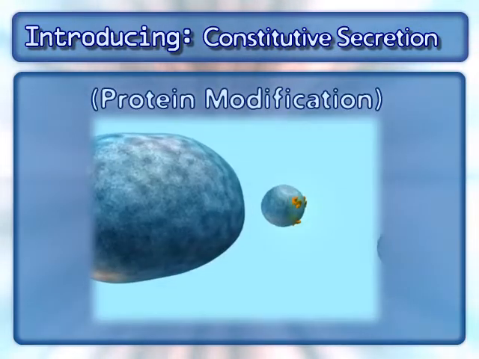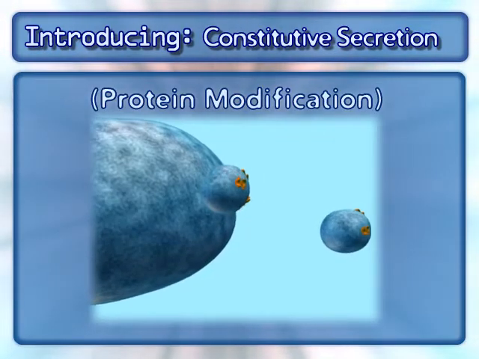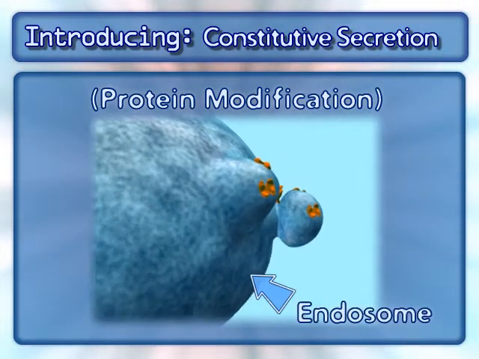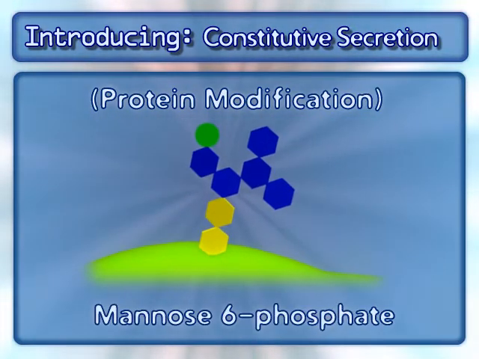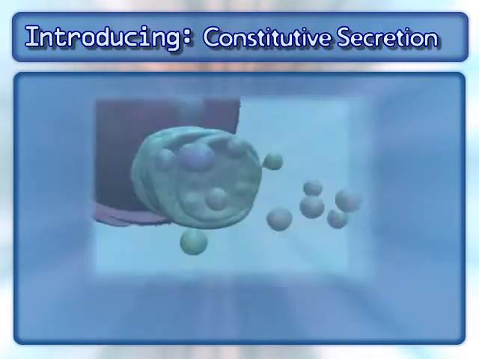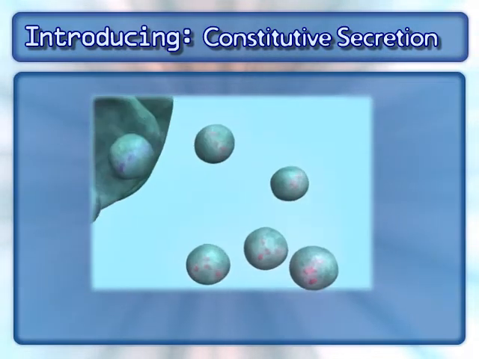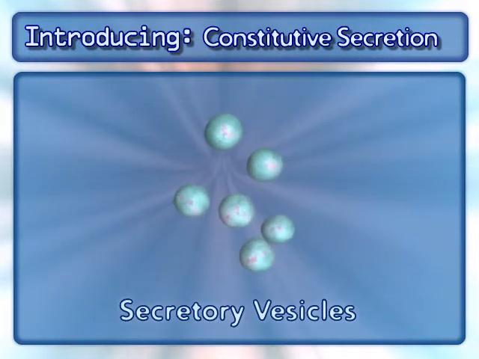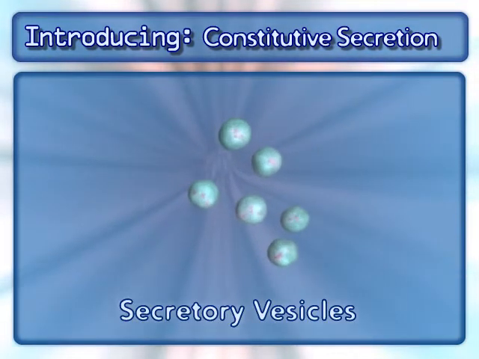As seen in the protein modification animation, some of these proteins can be destined for the endosome. They are targeted to the endosome by a specific mannose phosphate signal. Other proteins are destined for delivery outside of the cell. These proteins are packaged into secretory vesicles and delivered to the cell membrane.